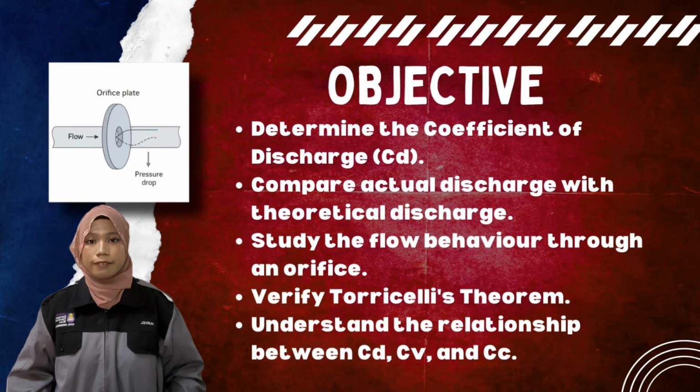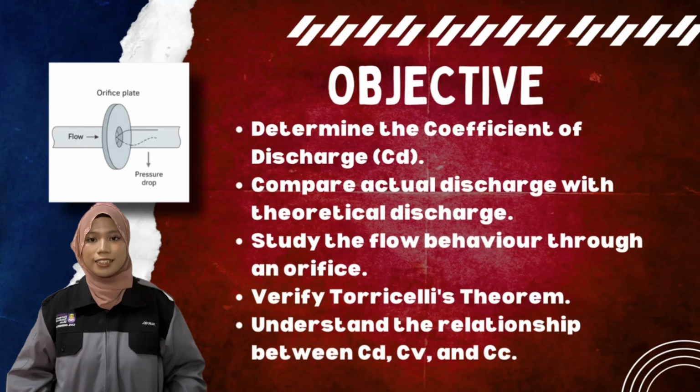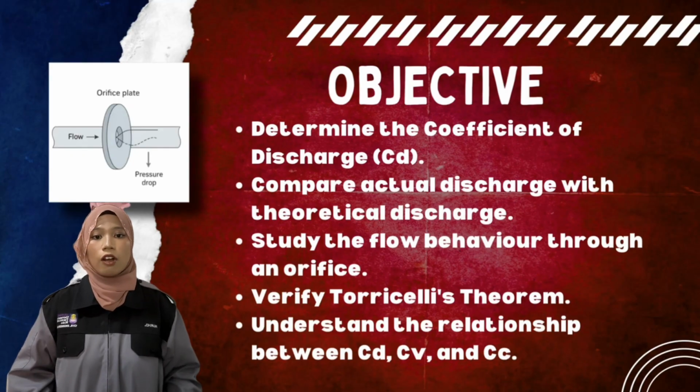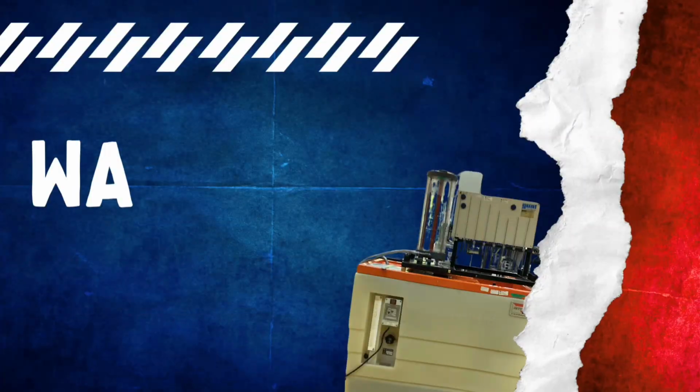The objectives of this experiment are: first, to determine the coefficient of discharge; second, to compare the actual discharge with the theoretical discharge; third, to study the flow behavior of water through an orifice; fourth, to verify Torricelli's theorem using experimental data; finally, to understand the relationship between coefficient of velocity, coefficient of contraction, and coefficient of discharge.